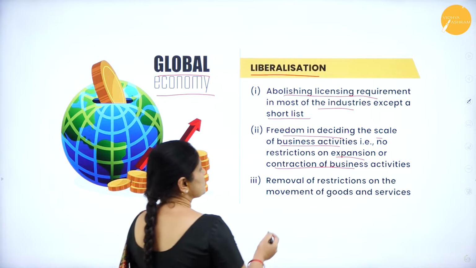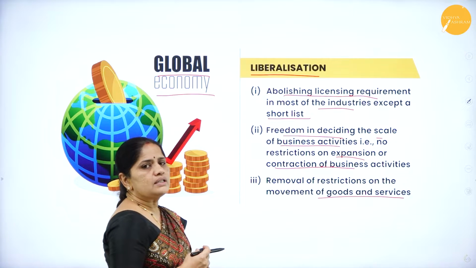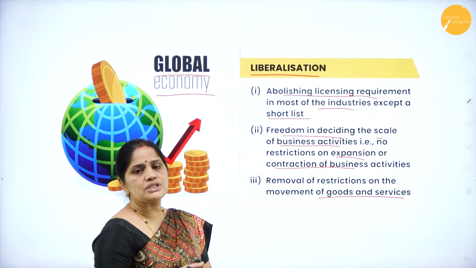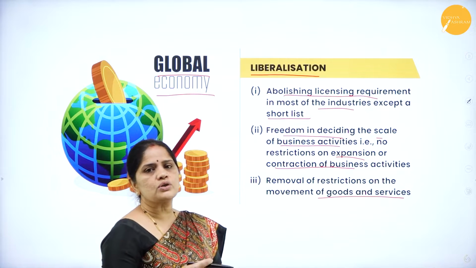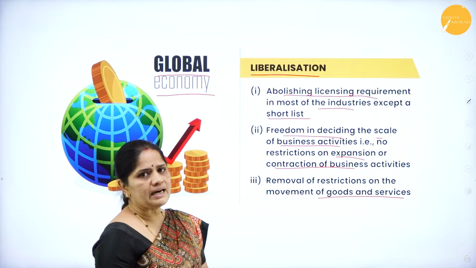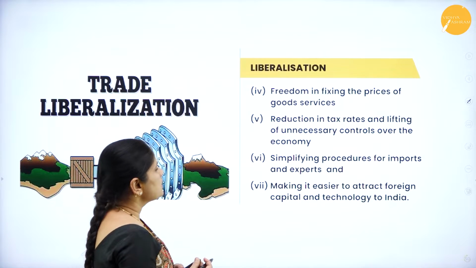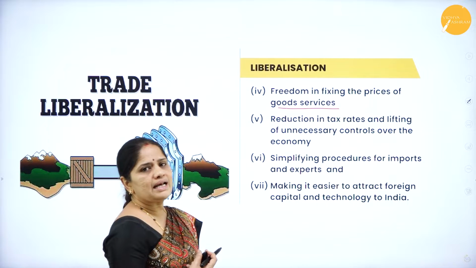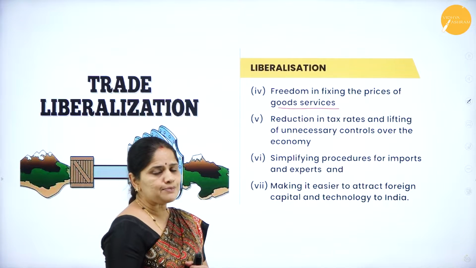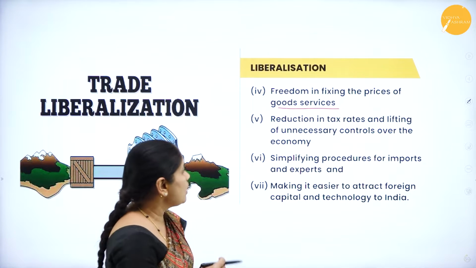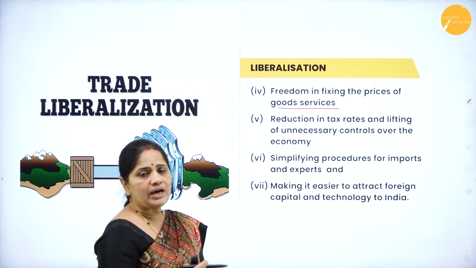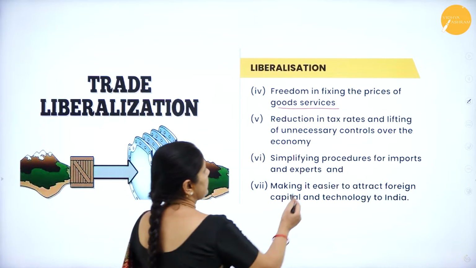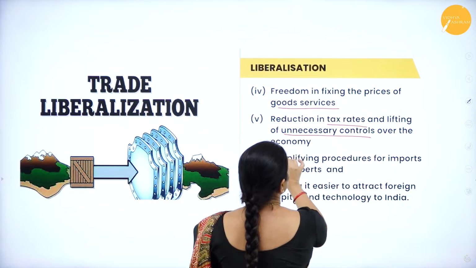Then, removal of restrictions on the movement of goods and services. In order to liberate the business fraternity, the government removed all restrictions on the movement of goods and services, so they could be moved from any place to any place without governmental control. The next feature is freedom in fixing the prices of goods and services. Before liberalization, the government used to tell what price to fix for each product. After liberalization, the business fraternity had the freedom to fix the prices of the goods and services offered.